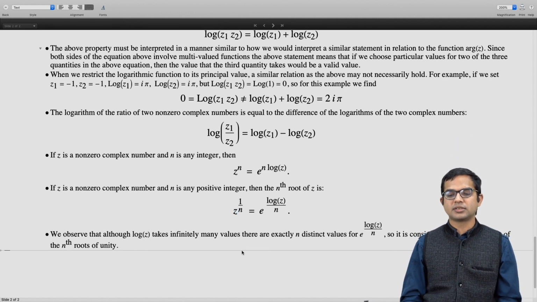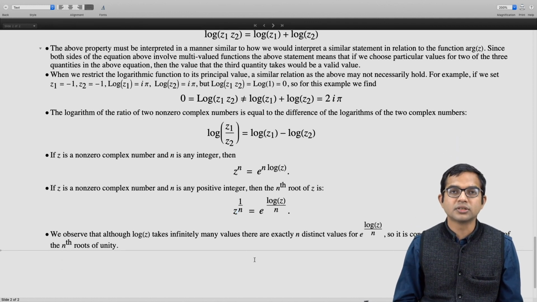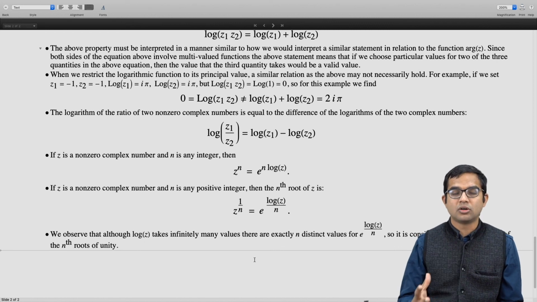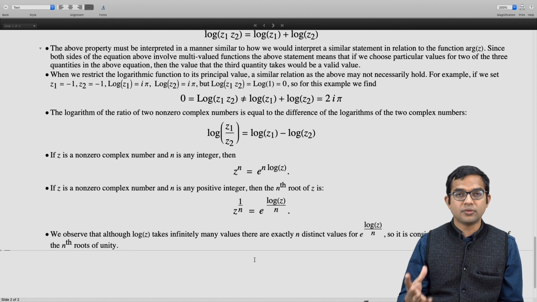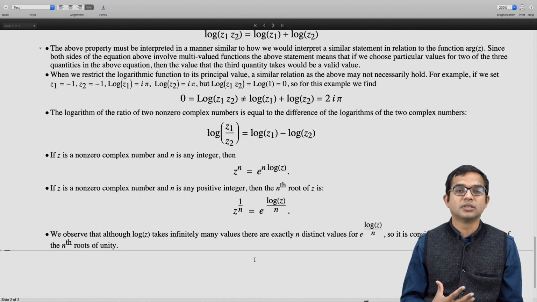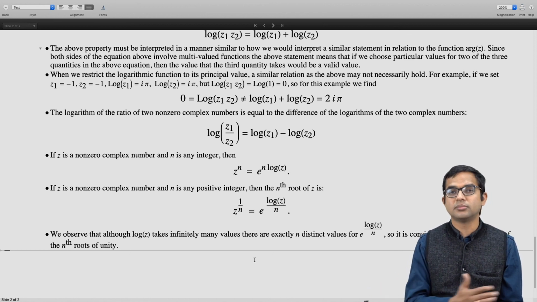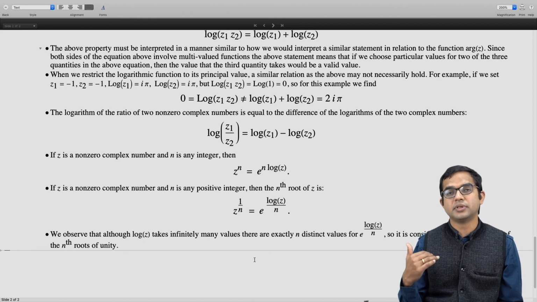Okay, so in this lecture we have introduced the log function, and we have also talked about how the log function is in general a multi-valued function, and how we can consider the principal value of it. And we have also seen how the log function is analytic everywhere except on a line which starts from the origin and goes all the way up to minus infinity.